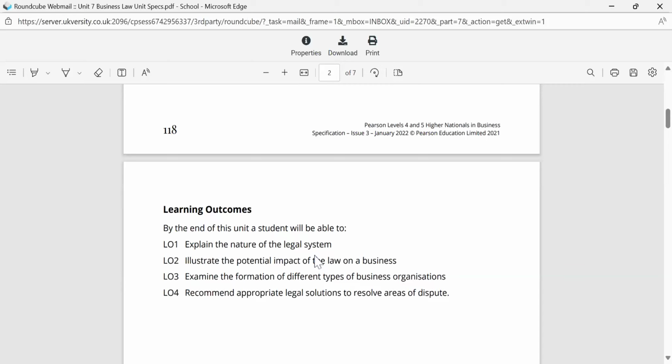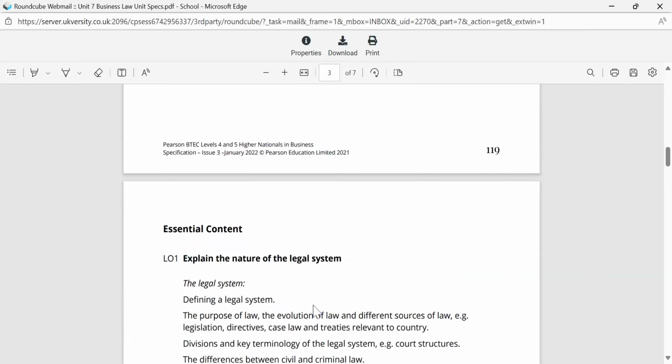The learning outcomes for this unit: there are 4 learning outcomes and then an assignment discussion session. The first learning outcome is to explain the nature of the legal system, which we'll be doing today. Then illustrating the potential impact of the law on a business. Learning outcome 3 is to examine the formation of different types of business organizations. And learning outcome 4 is to recommend appropriate legal solutions to resolve areas of dispute.